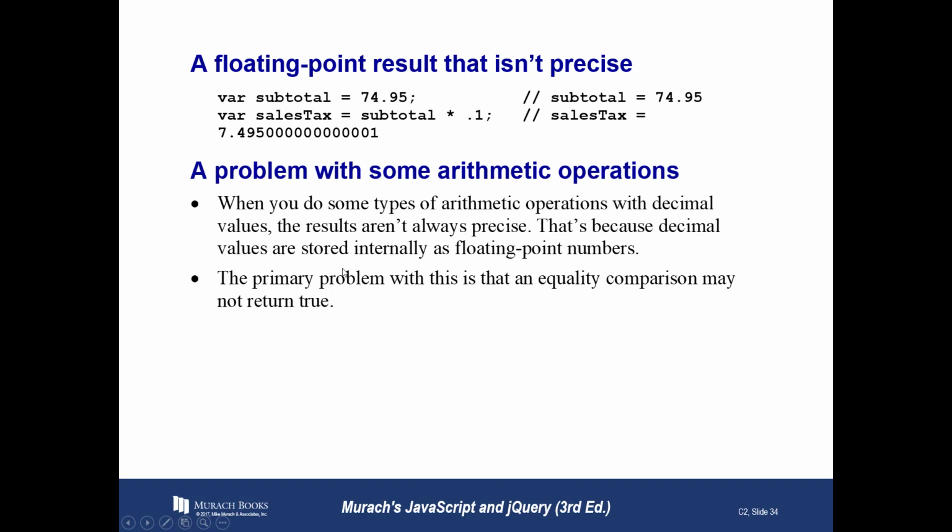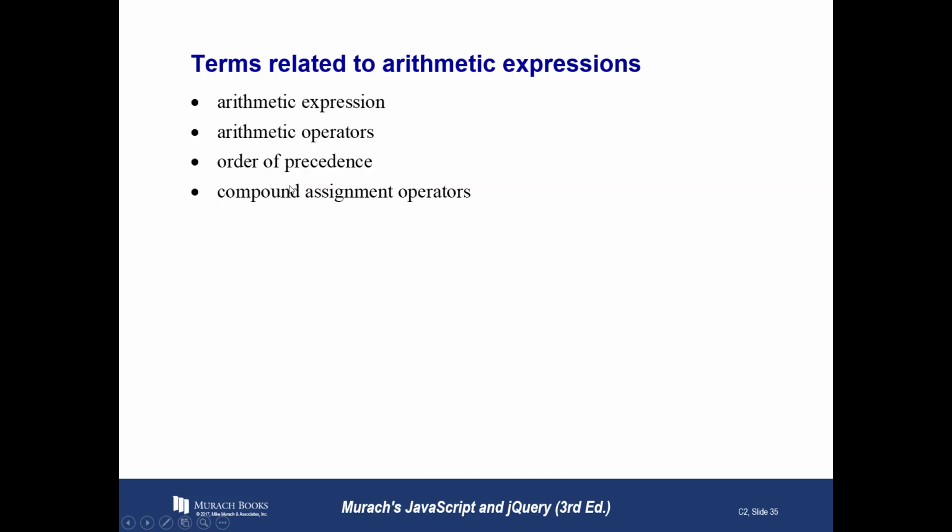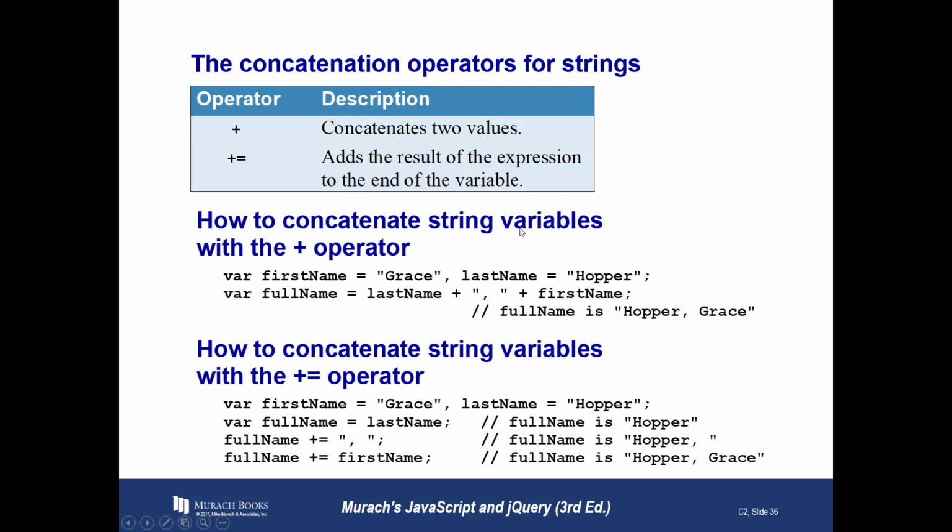All right? Not everything you do in JavaScript math, like in other math, is going to be exact. If I say x equal y plus z, that's an arithmetic expression. The operands would be x, y, and z. The operators, if I say x equal y plus z, are the equal sign and the plus. If I say x equal y times z plus a, the multiplication comes first in the order of precedence, unless I use parentheses. The compound operators were the plus equal, minus equal, times equal, divide equal, and modulo equal operators.